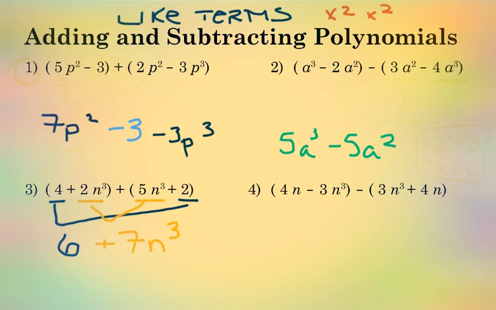So we're looking at 4n minus 3n cubed minus 3n cubed plus 4n. This time I'm going to distribute my negative. So it's 4n minus 3n cubed minus 3n cubed minus 4n.